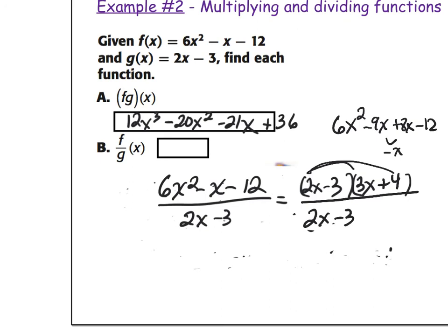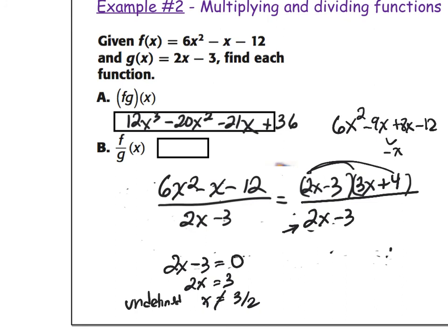Now, before I start canceling things and crossing things out and dividing things into each other, I have to first define where x is undefined, and it's right here, whatever makes this 0. So what makes that bottom part 0? Let's do a quick equation. Set it equal to 0, and x is equal to 2/3. It cannot be that, it would be undefined here. So I need to clear that up.